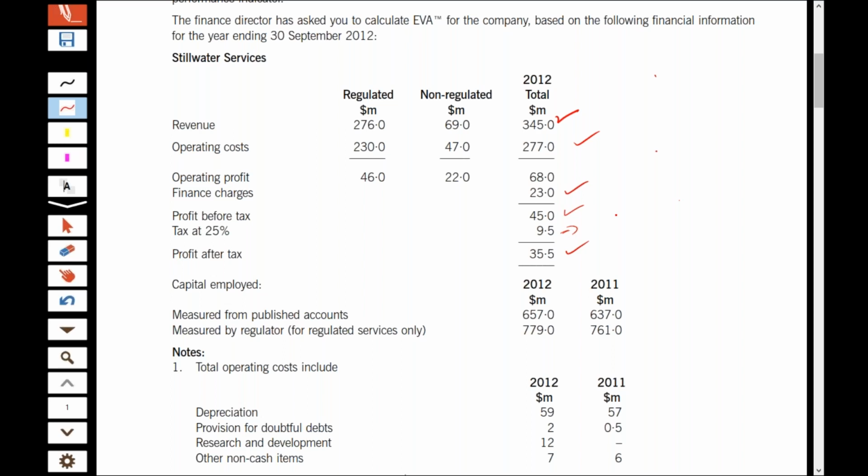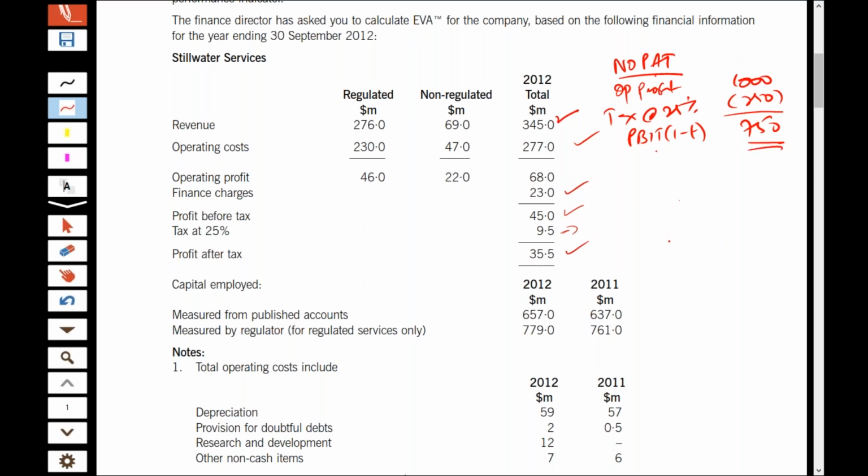Now, I told you people that when we are calculating the NOPAT, you can start off with the operating profit. Let's say you've got an operating profit of 1,000, and you apply tax at the rate of 25% to it, so the tax is going to be 250. Resultingly, it's going to be PBIT (1 - T).